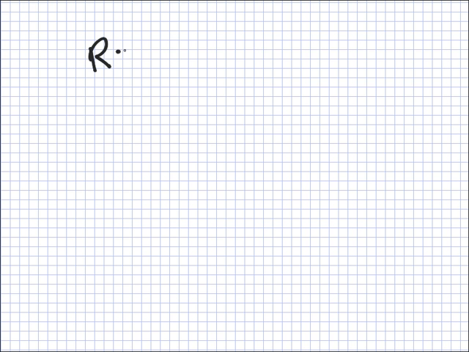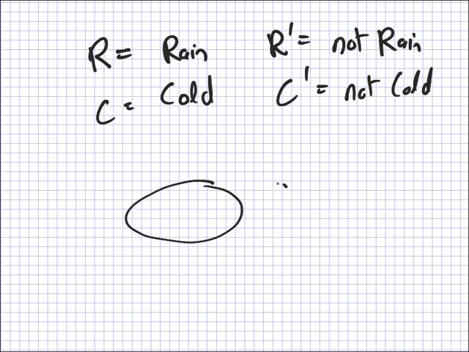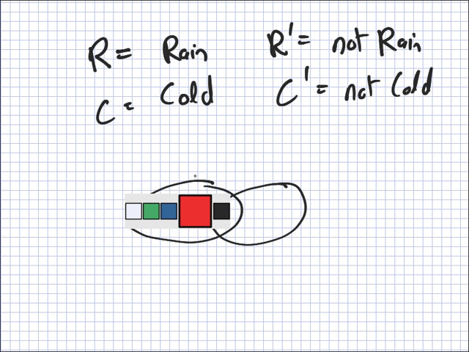R represents the event that it's raining. And then, of course, R dash would mean not raining. And C will represent the event that it's cold, and C dash would represent that it's not cold. So you can represent this as a Venn diagram, like so. And the element is the probability. So you can have a number here, here, here, and outside here.